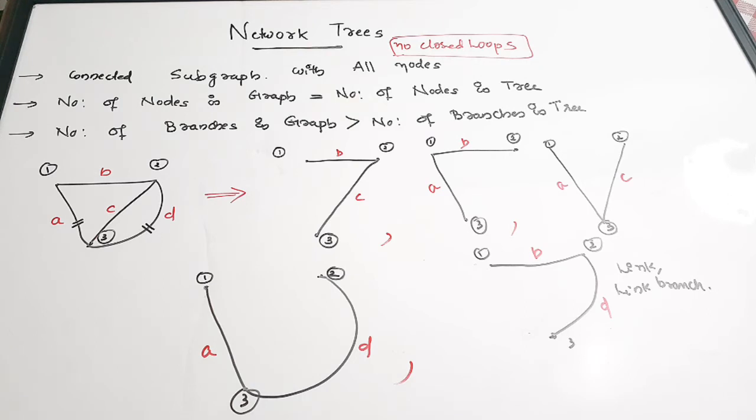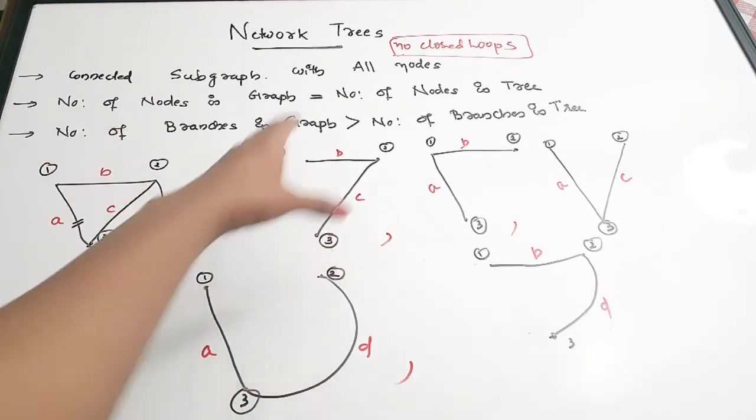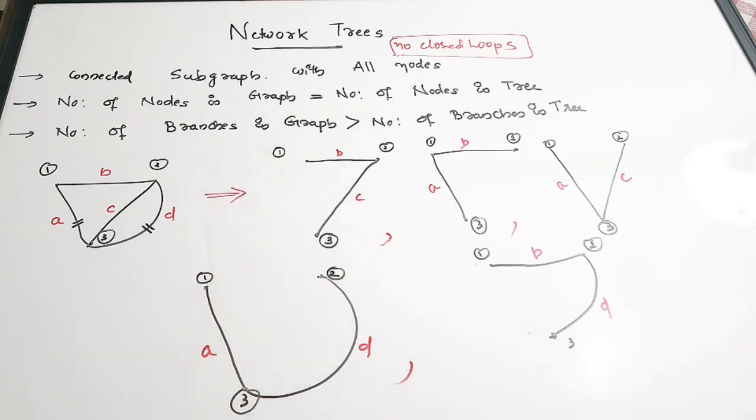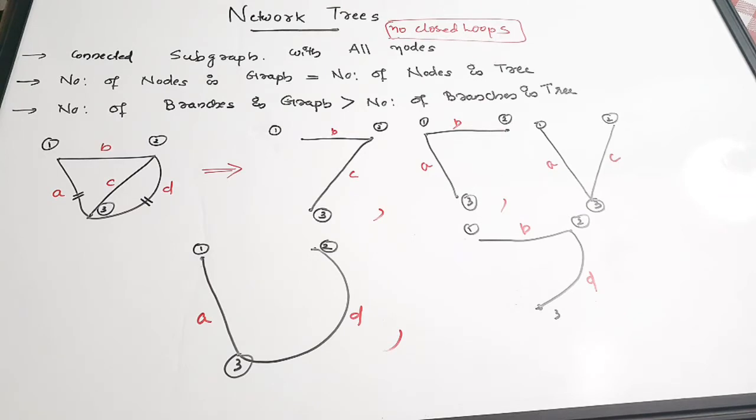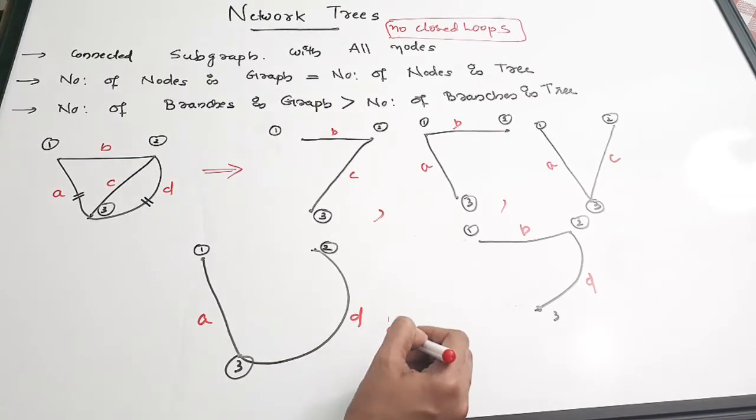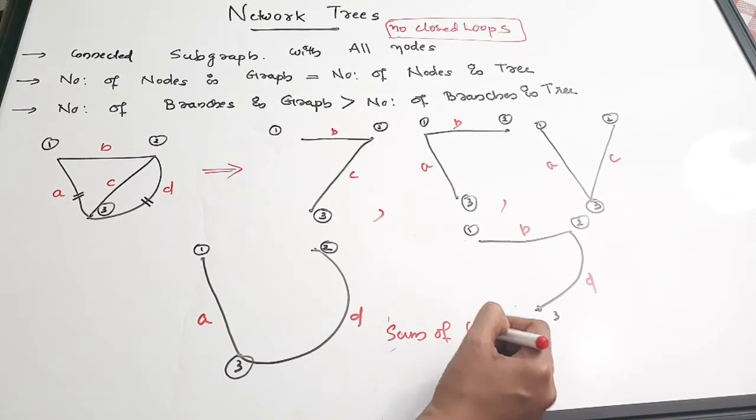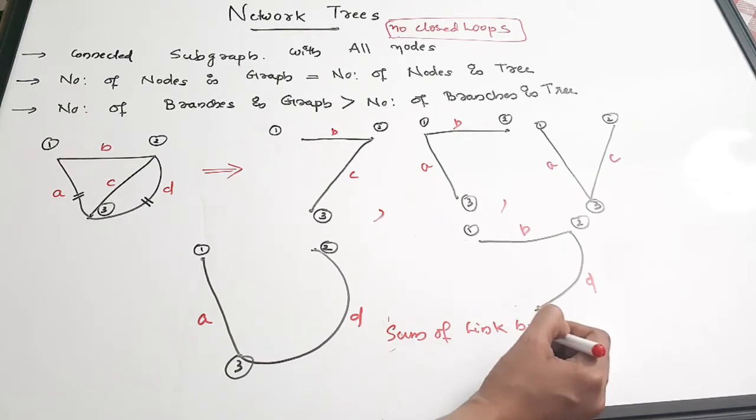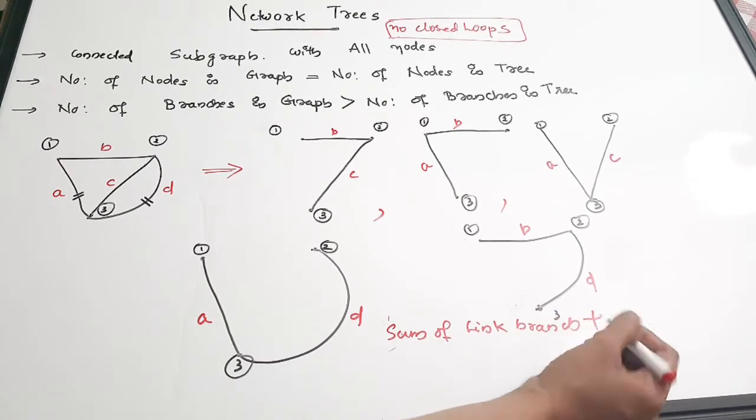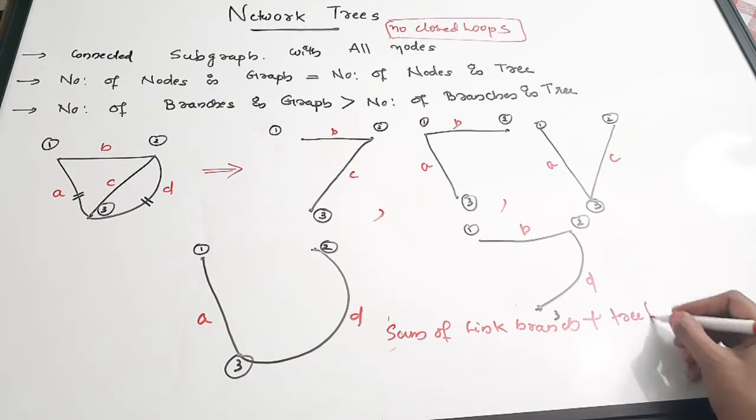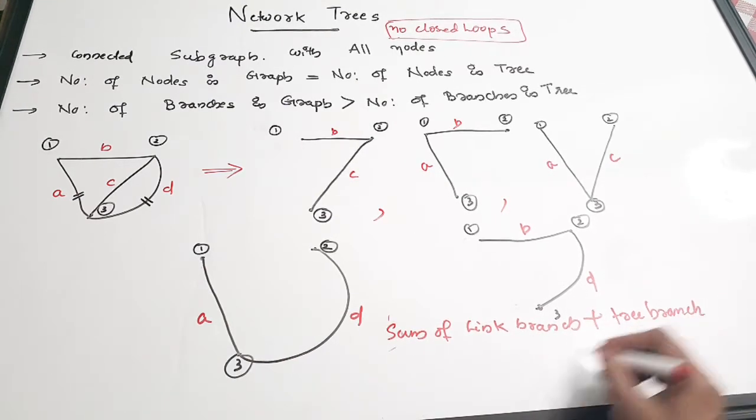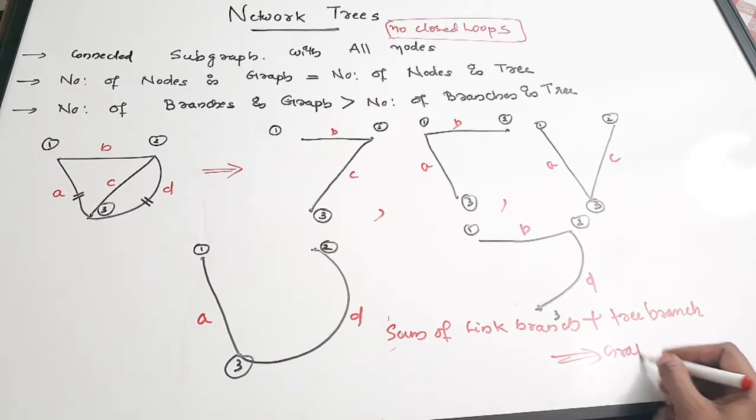And again, the sum of all link branches and the sum of the tree branches will give you your original graph. So, that is another equation. Okay. So, sum of link branch plus tree branch will give you your original graph.